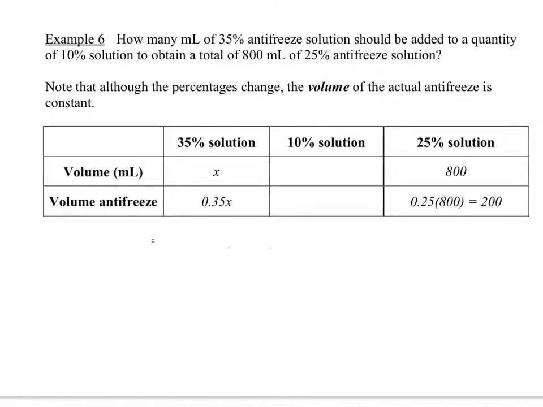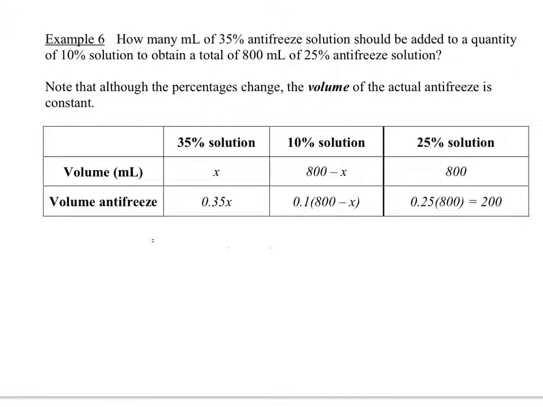However, we can perhaps get an expression for how much solution there is down here, because we know that the total amount of solution that we want in the end is 800. We've called the amount of 35% solution X, so this part in here should be equal to 800 minus X. And then since it's 10% solution, we can just multiply that by 10% or 0.1 to get 0.1 times 800 minus X.